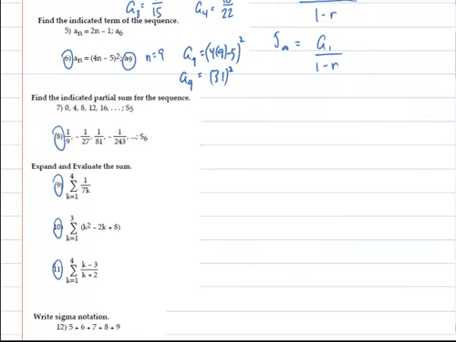The next one, find the indicated partial sum. Let's take a look at this one. We have to add up the 6 terms. Well, I only see 4 terms here, so I've got to do the next 2 terms. So I have 1 over 9, minus 1 over 27, I have 1 over 81, so I've got to add up these terms. I've got -1 over 243.